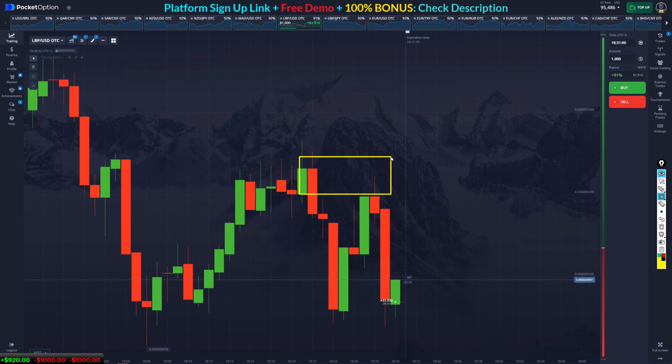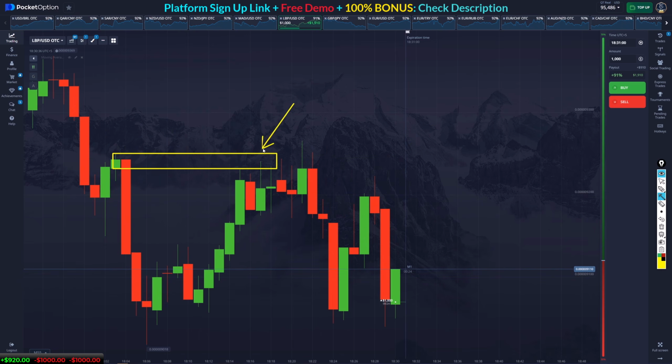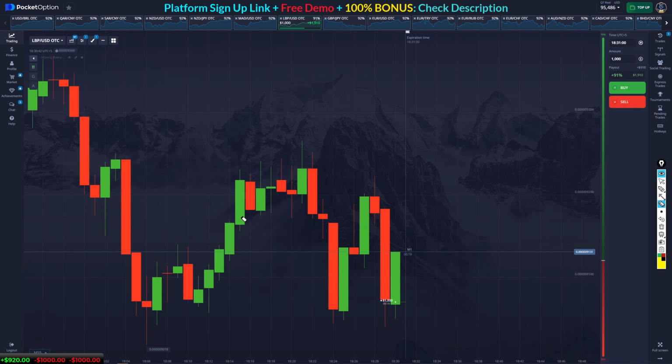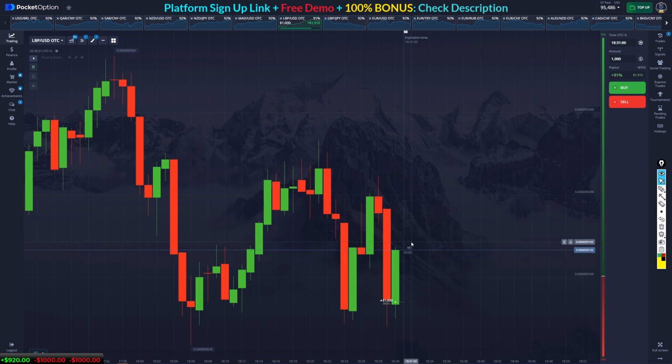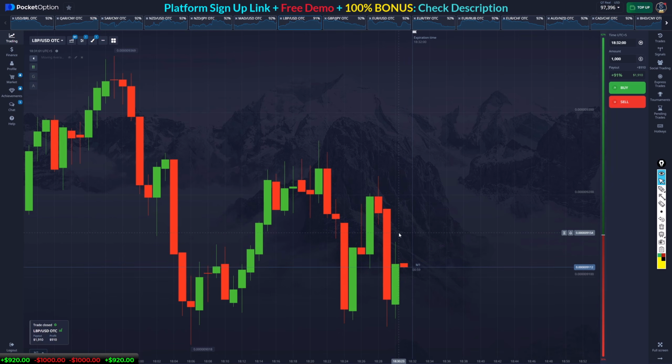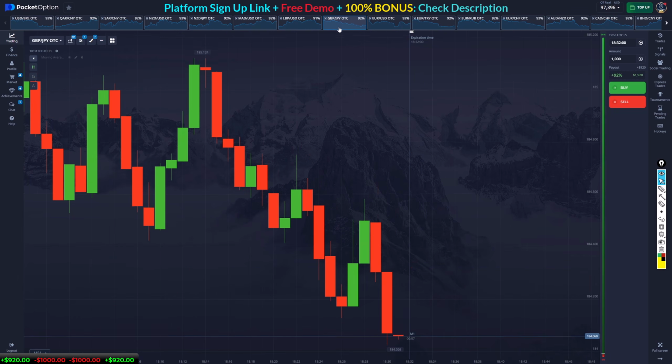This was also a good supply area. Previously also reacted from supply, created another supply. All right, that was a winning trade. Let's just move on to the next pair.